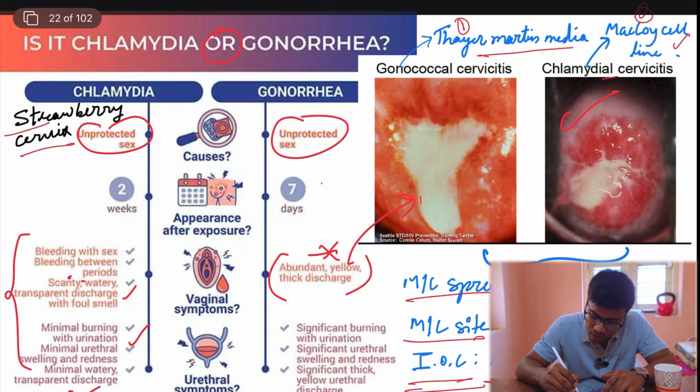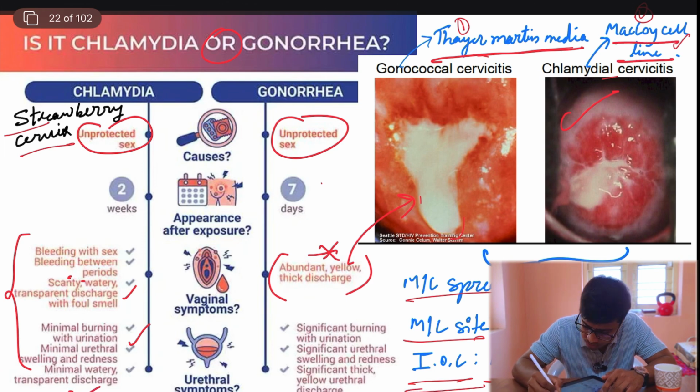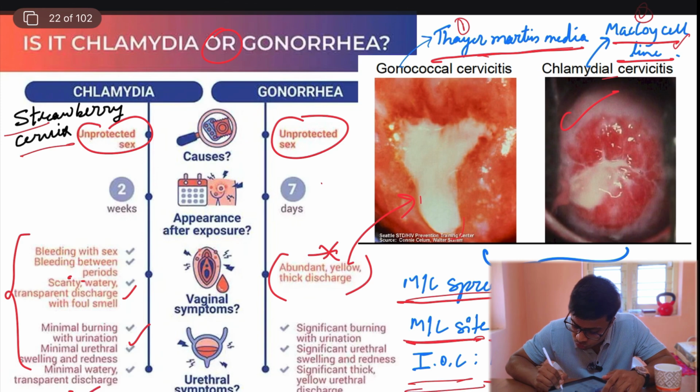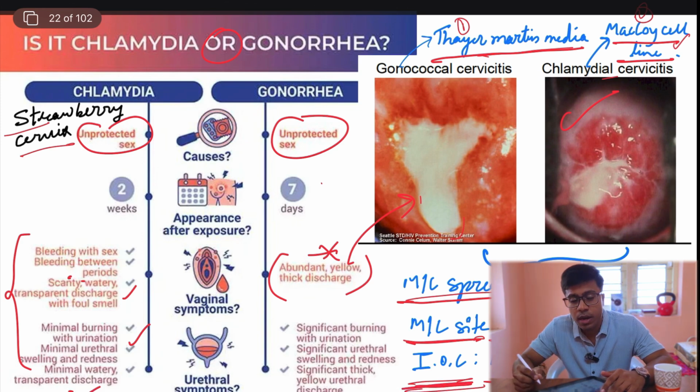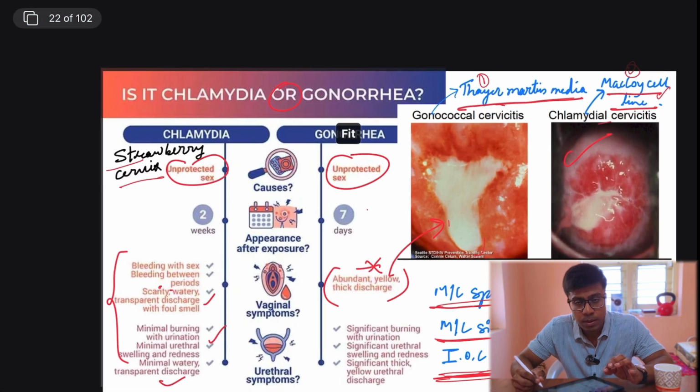So apart from that, two more questions I have to add here. Gonorrhea has a medium called Thayer-Martin media, and chlamydia has McCoy cell line. So two more MCQs. Apart from that, the most common spread route is a one-liner: ascending with sperms. Most common site is endocervix, again a one-liner. Investigation of choice is a one-liner: NAAT, that is nucleic acid amplification test.